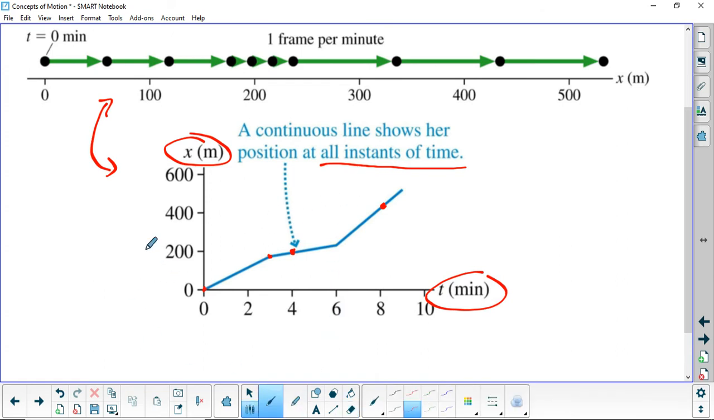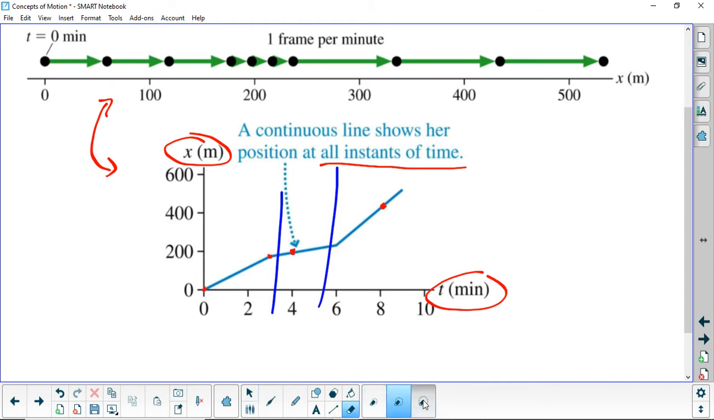The second thing is you can't be in two places at once. So position versus time graphs have to be functions. And if you remember from your math class, a function has to pass the vertical line test. So if I draw a line on this, I can only cross it at one point. At any time, I can only be in one location.